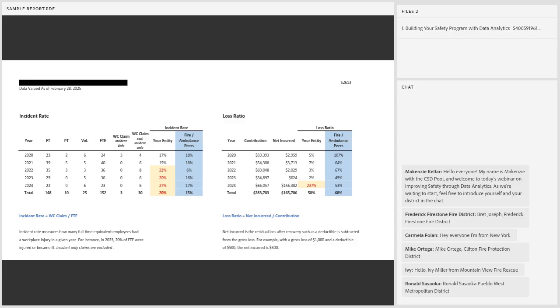That's basically the claims, $156,000 divided by $66,000 in contributions, right? On the other hand, the average loss ratio for all other fire districts was just 53%. So that gives you a comparison.